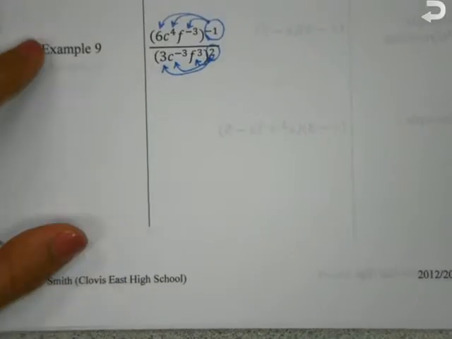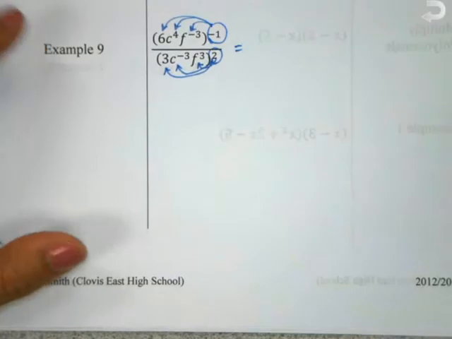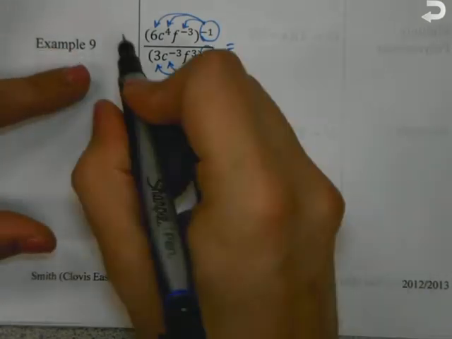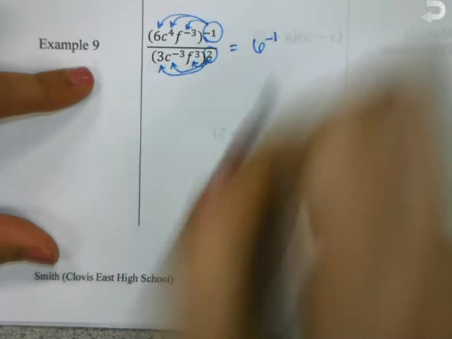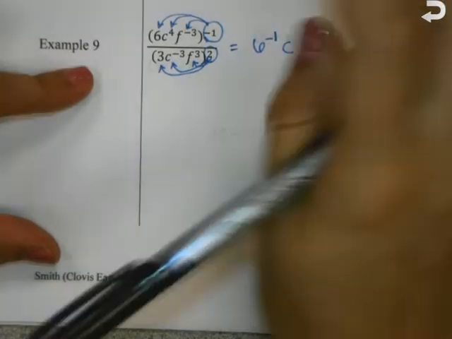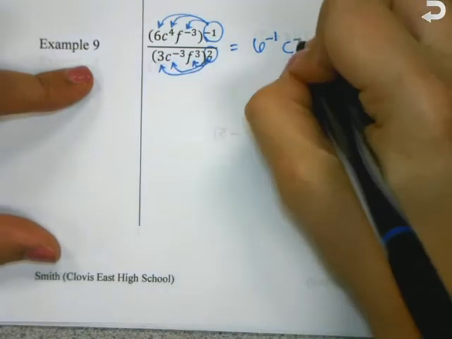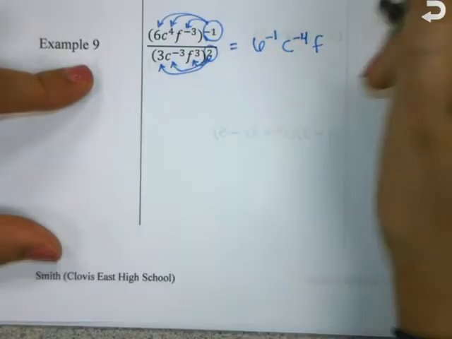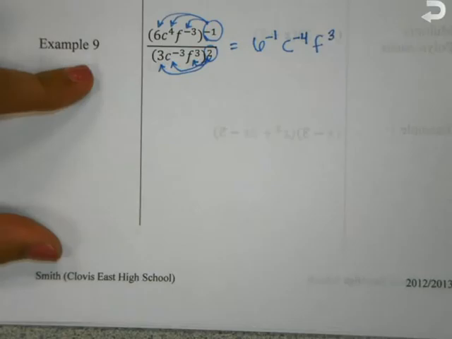Okay, so what do we have? 6 to the negative first. 4 times negative 1 gives me negative 4. And f to the negative 3 times negative 1 gives me positive 3. All of that over 3 squared, c to the negative 6, f to the 6. Is that what you guys got? Okay. Next step, and I know we're getting close.